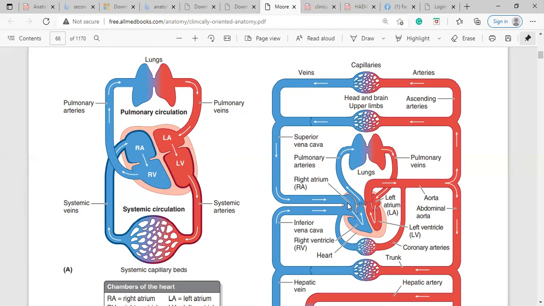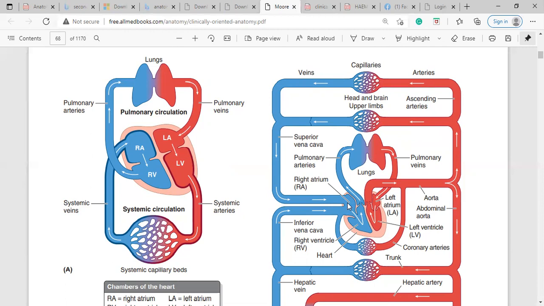Then we said the veins return blood to the heart. They carry deoxygenated blood except the pulmonary vein. And the veins do not have thick walls. And the reason they don't have thick walls is because they carry blood at low pressure, okay? And so we have smaller veins that are called venules. And the largest veins in the body are called the superior vena cava and the inferior vena cava.